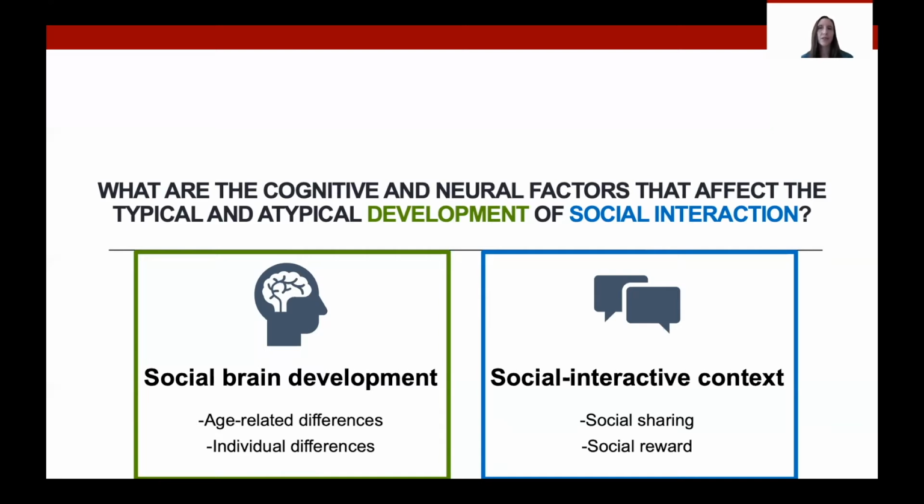And I'm going to focus on two key aspects of social interaction. So these are social sharing or sharing attention, or joint attention, with another individual, and social reward, specifically here, receiving a positive response from a peer.